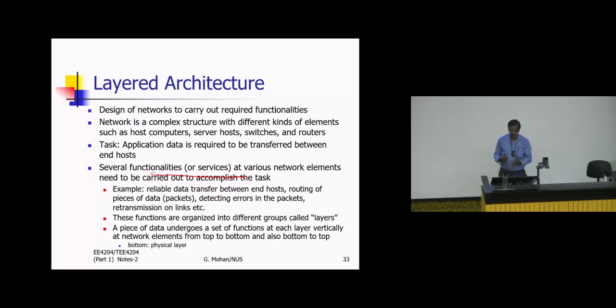So these functions need to be carried out at different network elements, and these functions are organized into different groups, different groups of functions, software functions, programs, that we call layers. In the network context, we call them layers. So one layer means it provides a set of functions. It provides some services, okay? And that is implemented in software. And a piece of data undergoes the functions vertically, then horizontally.